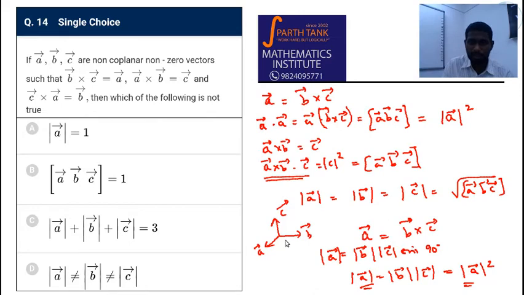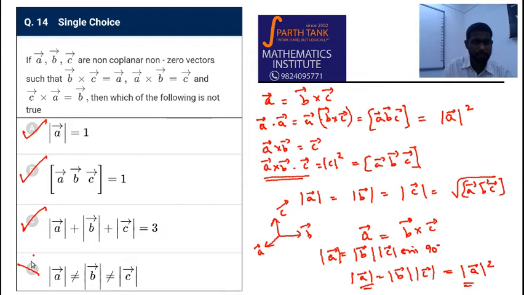Therefore all a, b and c should also be of magnitude 1. And if all three are 1, the magnitude of this will be 1, 1, 1, which is 1. So magnitude of a is 1. Magnitude of the box of a, b, c is also 1. And mod a, mod b, mod c, if you add all three, it is 1 plus 1 plus 1, 3.